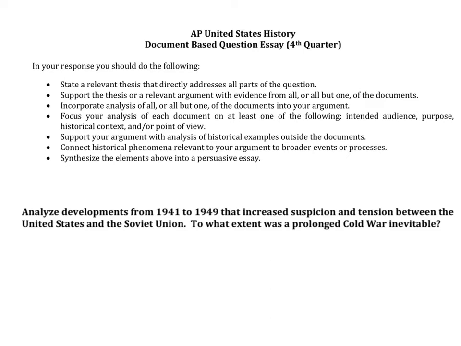So here we are analyzing developments from 1941 to 1949 that increased suspicion and tension between the United States and the Soviet Union. Well, if you notice these dates here, 1941 is when the United States entered World War II. The war ended in 1945. Truman became president in 1945 and was president through the early 1950s. So this is not just Truman, this is also World War II. And some of that was missing.